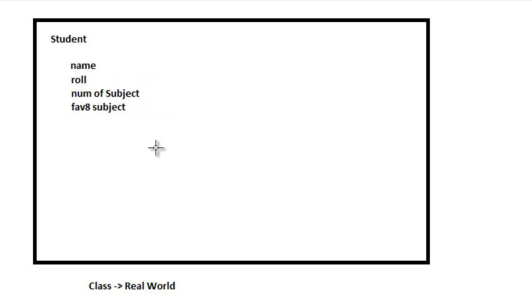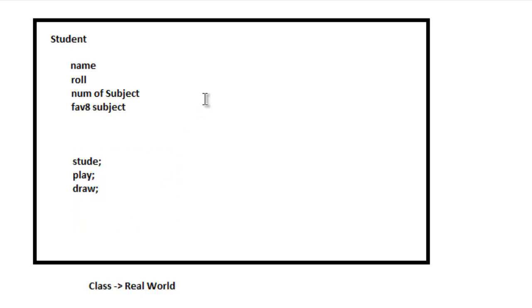Now let us consider some work that can be done by the students. So a student can study, a student can play, a student can do drawing, right? So these are the works that a student can do: study, play, and draw.